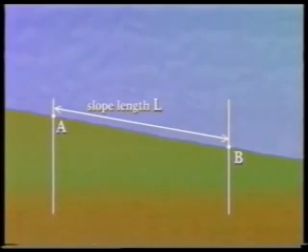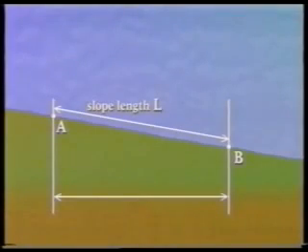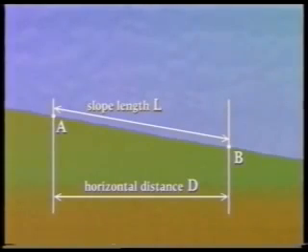If vertical planes are added through A and B, then the shortest distance between them lies at right angles to these two planes. This is known as the horizontal distance, and it is usually given the symbol D.